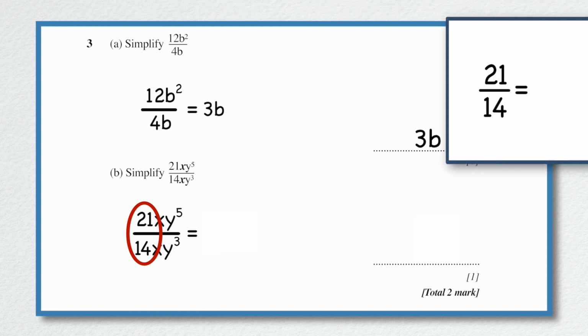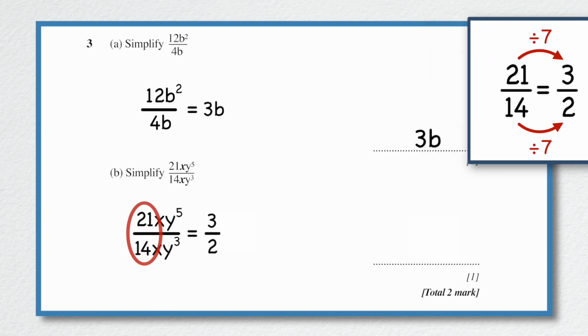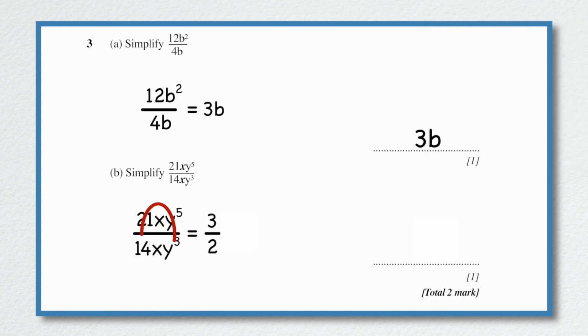If we had the fraction 21 over 14, we can simplify this by dividing through by 7. 21 divided by 7 is equal to 3. 14 divided by 7 is equal to 2. So we have 3 over 2. Looking at the x's, well, we have x over x. Well, that will just cancel out and be 1.